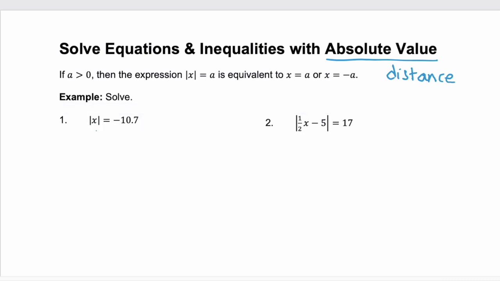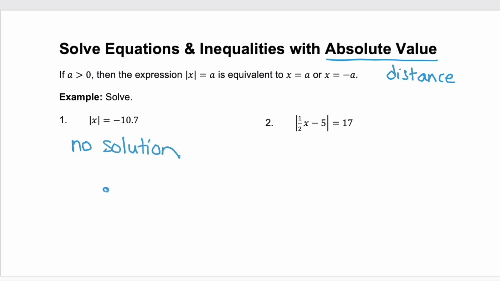So look at example 1. We're trying to find the absolute value of x equal to negative 10.7. So this is saying your distance is negative 10.7 steps. Is it possible for you to walk a distance of negative 10.7 steps? No, it's not. So there's no solution.